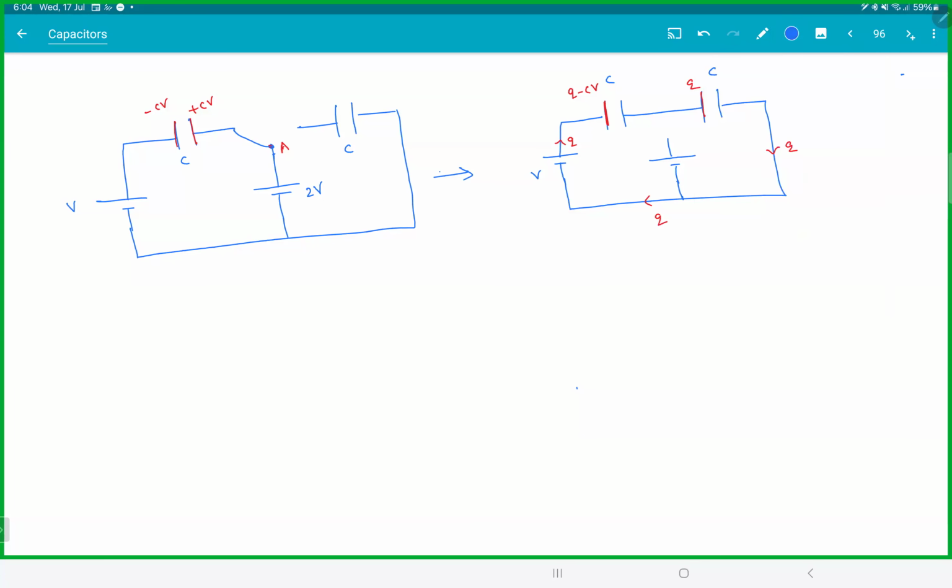Apply Kirchhoff's loop law. I'll just remove the battery in the middle. Then you get V minus (Q minus CV) by C minus Q by C is equal to 0. You get CV minus Q plus CV minus Q is 0. I get Q is equal to C.